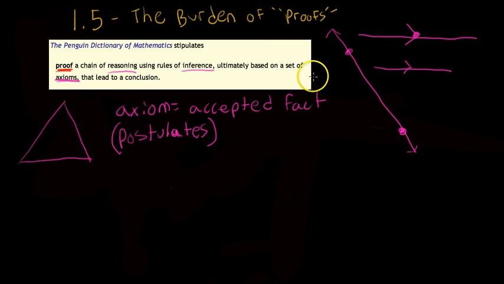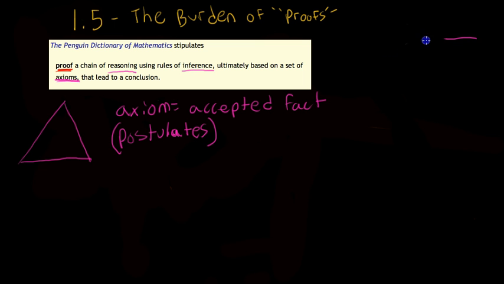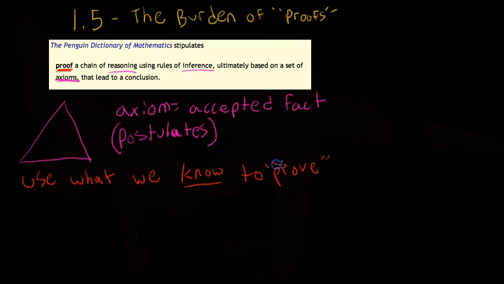What we're trying to say is, we use those axioms that we know about certain things in mathematics, and we want to prove other things that we want to know in mathematics. So we're going to use what we know to prove what we don't know. And that's pretty simple, right?